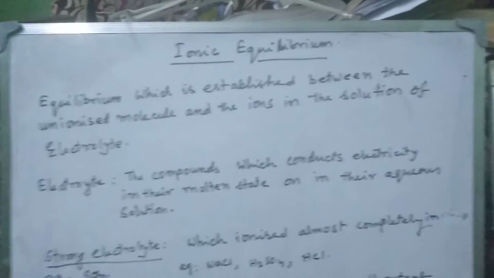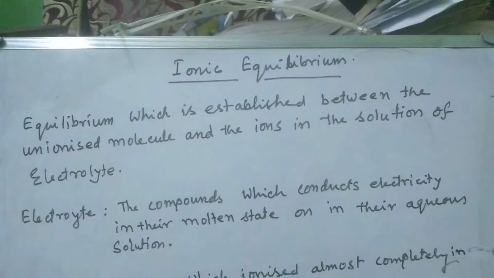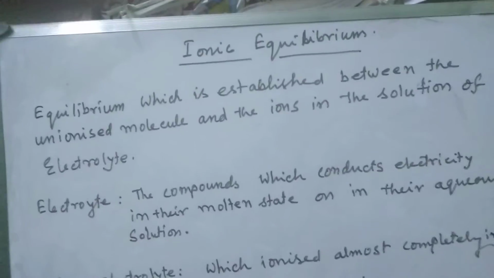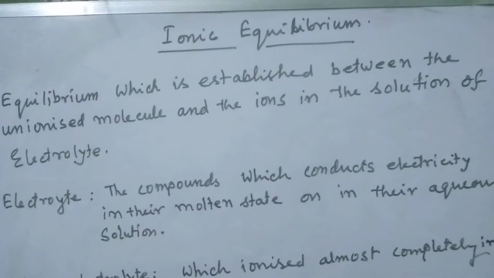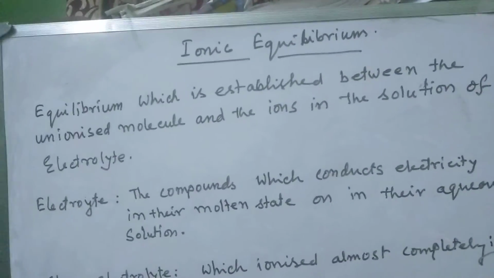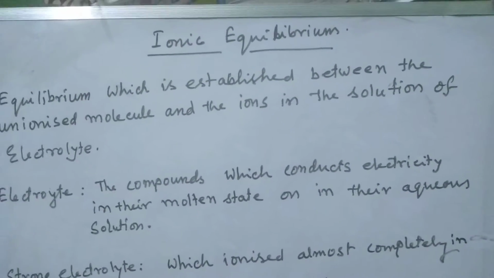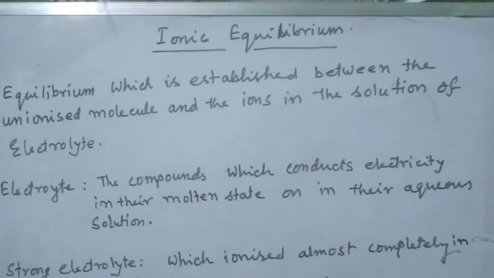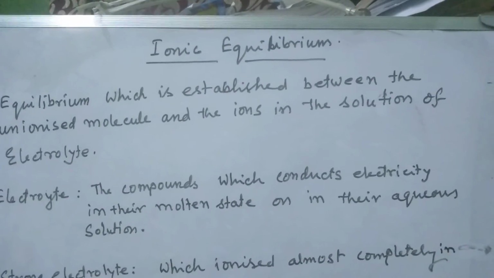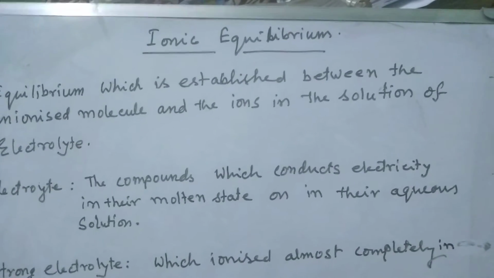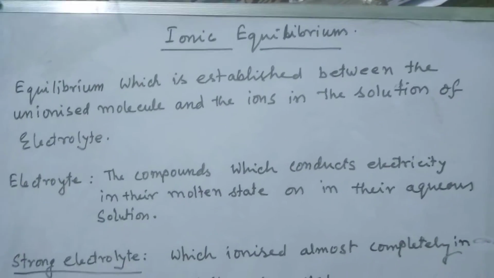Dear students of class 12, today we start a new topic of equilibrium, that is ionic equilibrium. Now, what is ionic equilibrium? The equilibrium which is established between the unionized molecule and the ions in the solution of the electrolyte. That means there is an equilibrium between the unionized electrolyte and the ions produced from the electrolyte, and that equilibrium in the aqueous solution is known as ionic equilibrium.